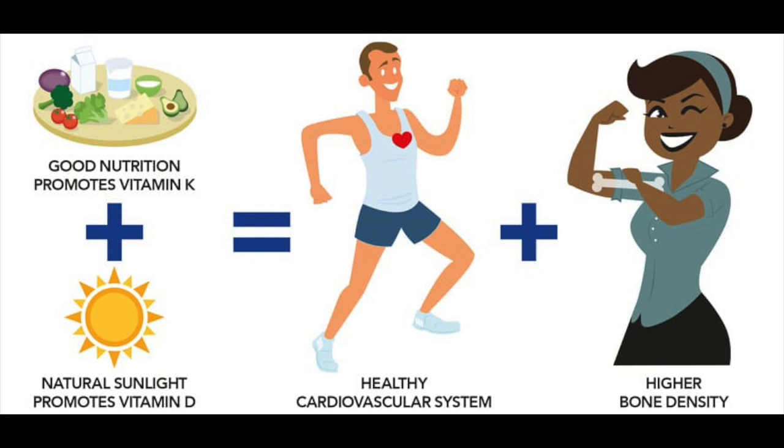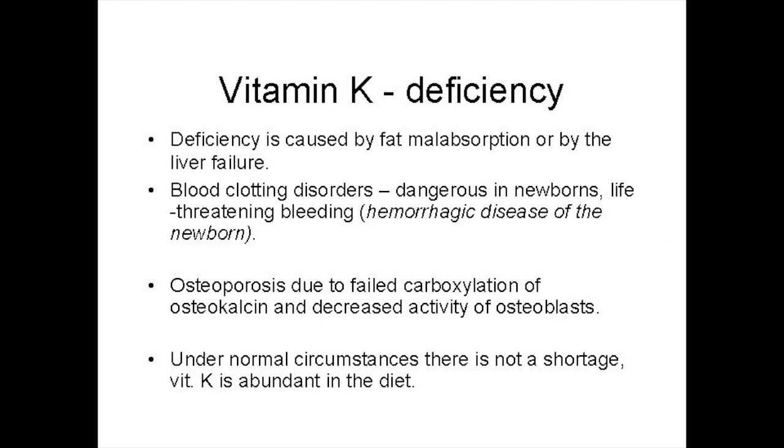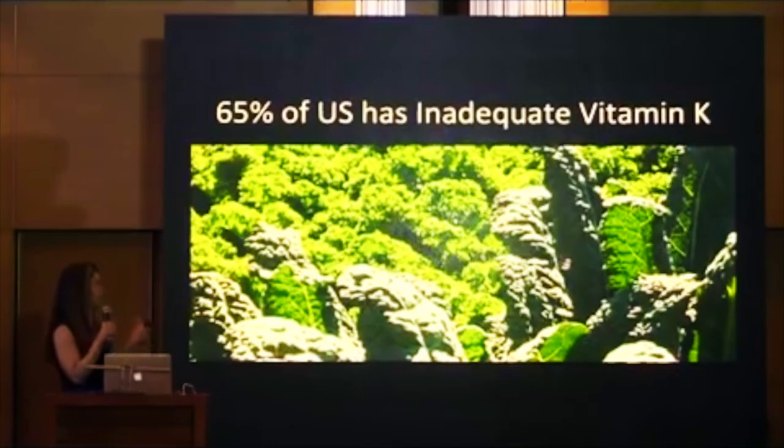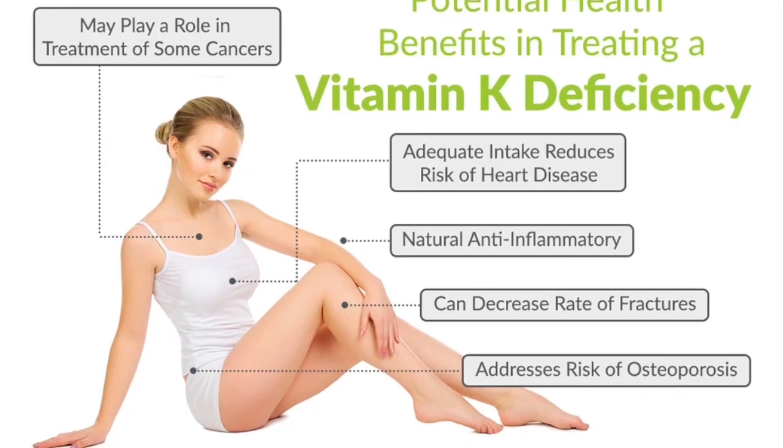So dark green vegetables are a great source of vitamin K because they need vitamin K to make energy. Well, about 65% of the United States population does not have adequate levels of vitamin K, which is around 90 to 120 micrograms a day, depending on whether or not you're male or female. So vitamin K actually has a lot of important functions inside the cell.